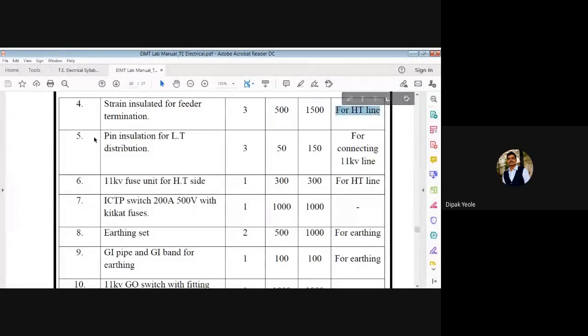Fifth point is what? Pin insulator. So let me show the picture of pin insulator so that you can understand what is the pin insulator. Just a minute. Yes, so this is a pin insulator.